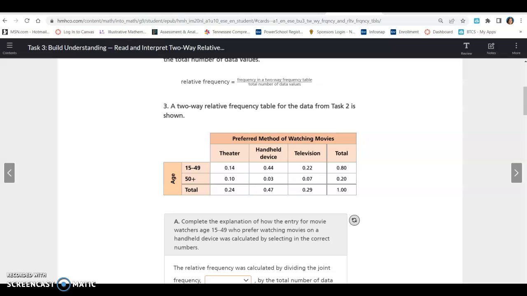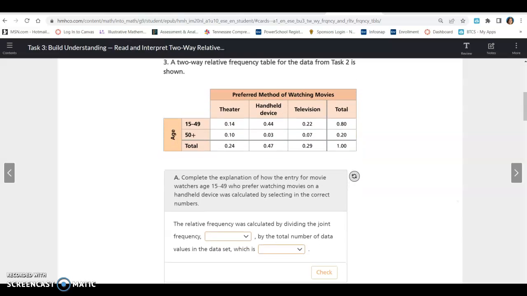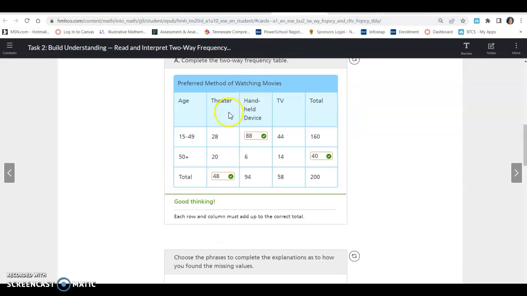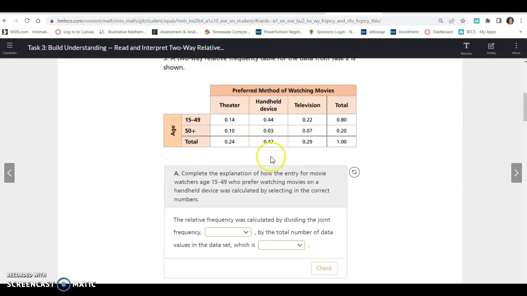All right, so if we look at this, it says a two-way frequency table for the data for task 2 is shown. This is the same table, just a two-way relative frequency table. What they've done is take these numbers from the last task and divide each by the total number. So here's the 200 total. If you do 28 divided by 200, you get the 0.14, which is this number right here. So these numbers come directly from the other table.